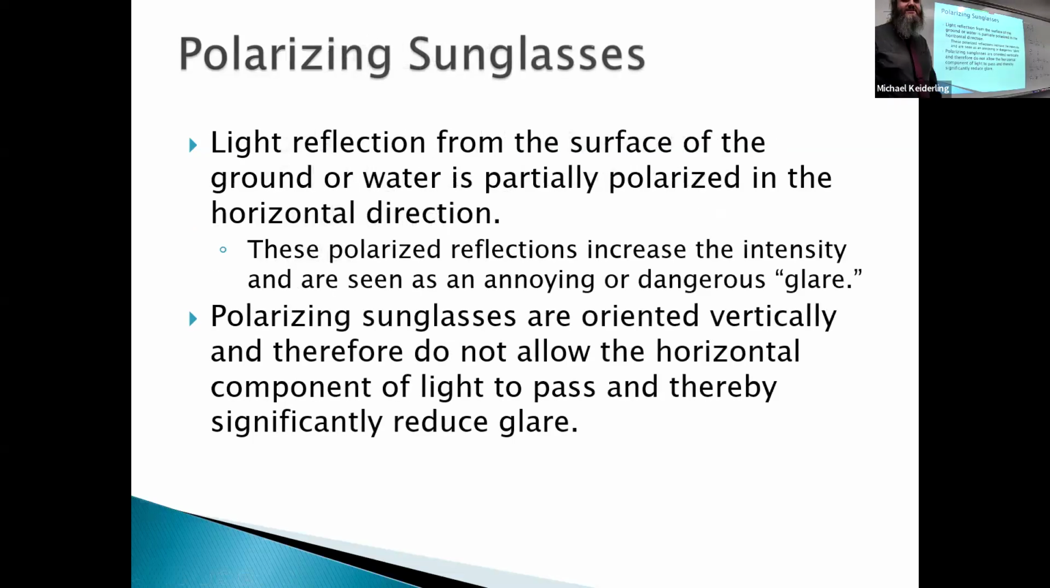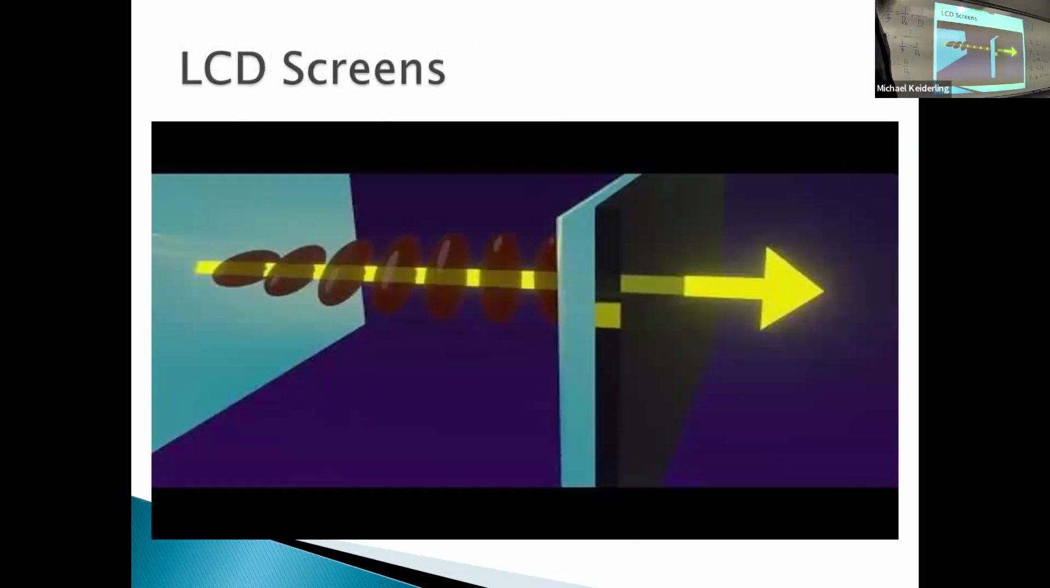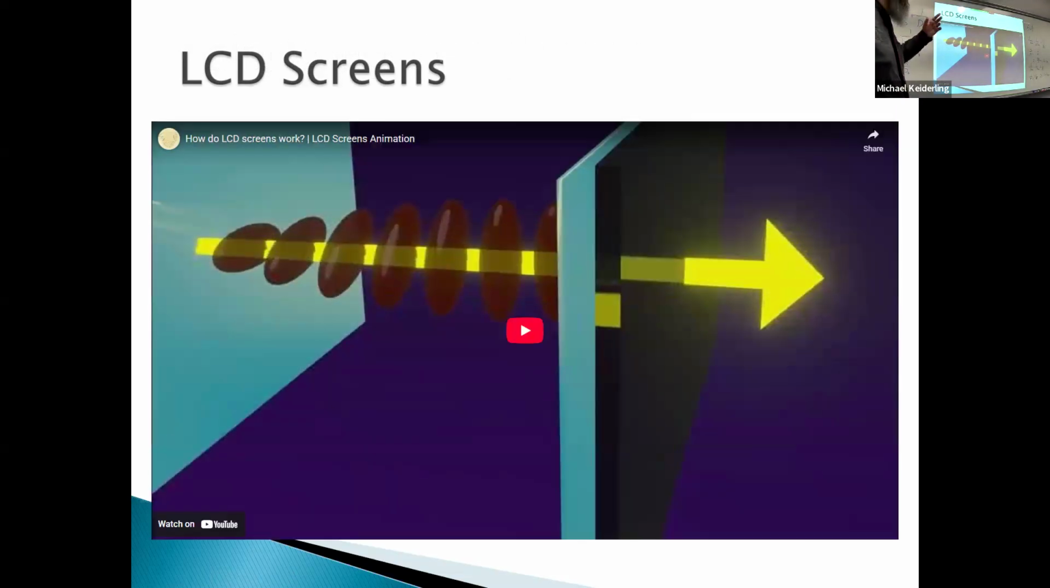And polarizing sunglasses, when light reflects from the surface of ground or water, it gets partially polarized horizontally, and these increase the intensity and are seen as annoying and dangerous glare. But if you wear vertically polarized sunglasses, they don't allow the horizontal component of light to pass and therefore significantly reduce glare. And LCD screens use polarization to make pixels.